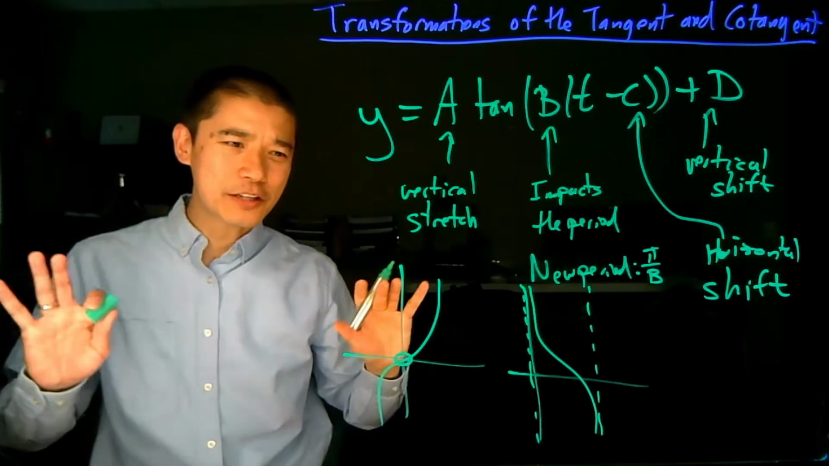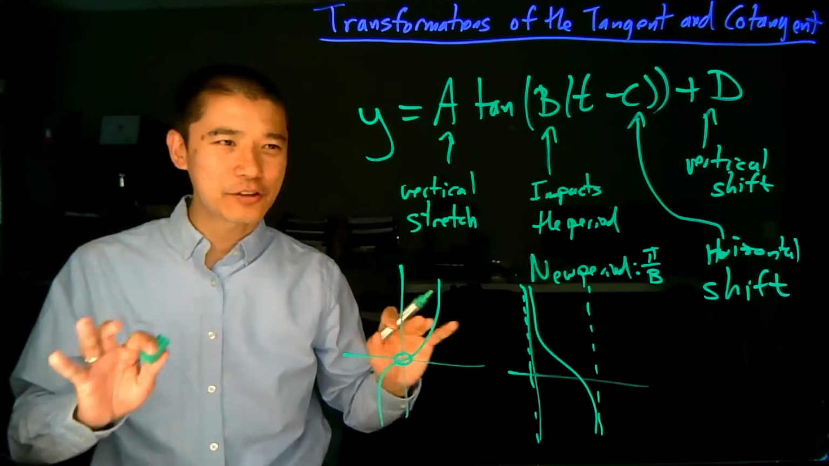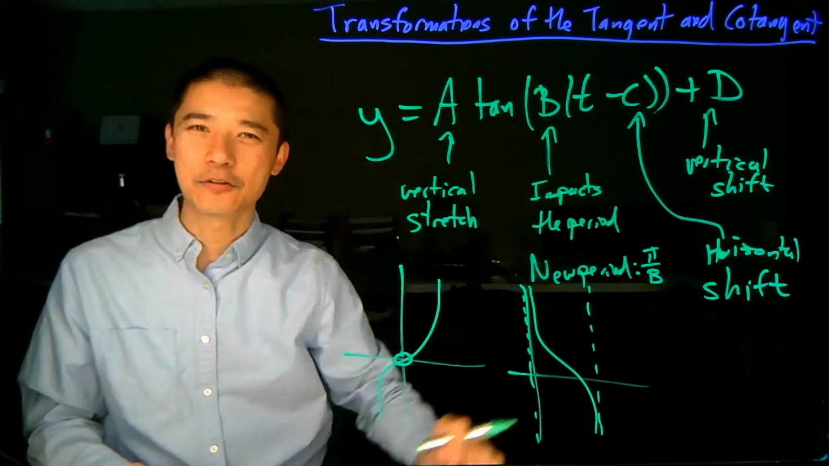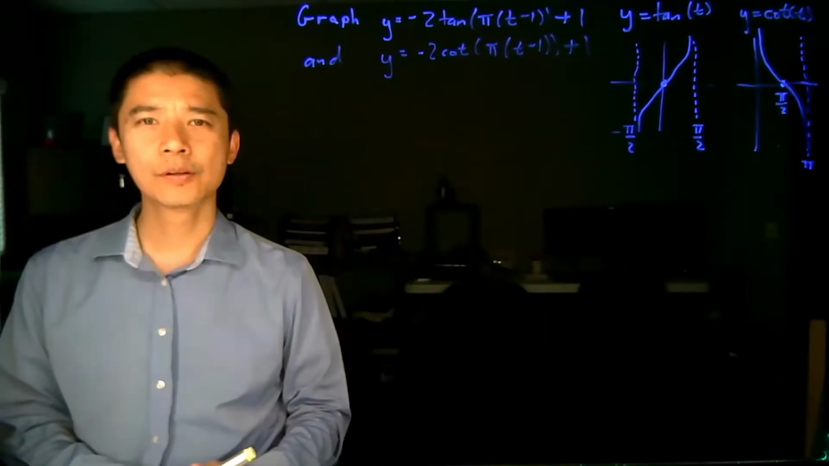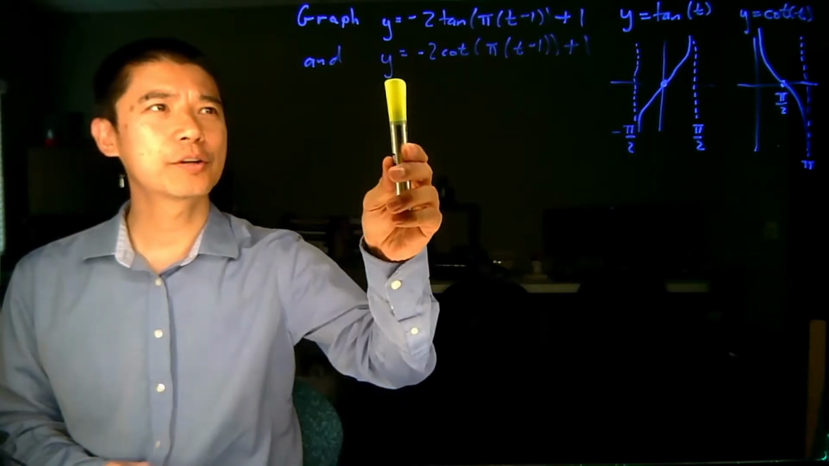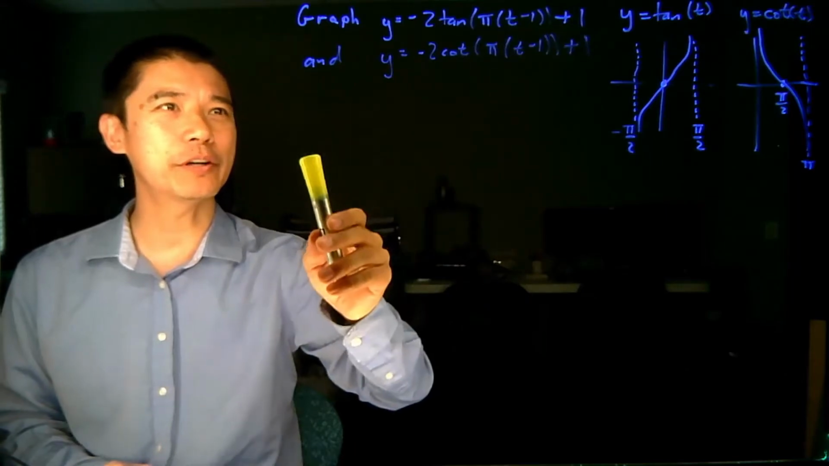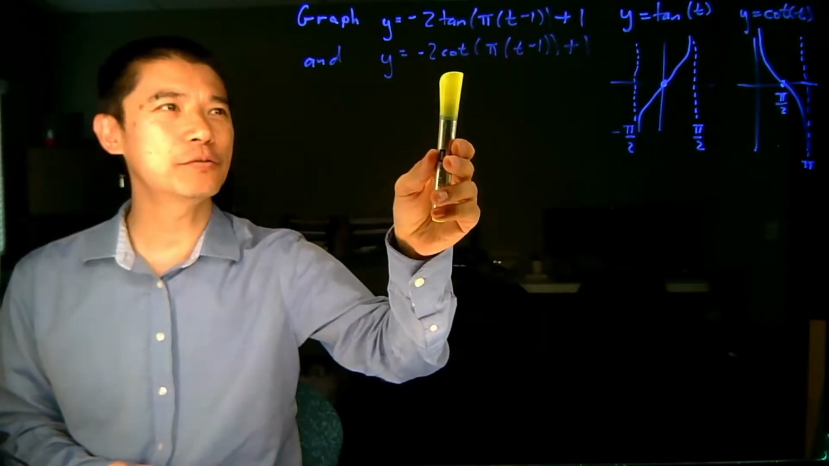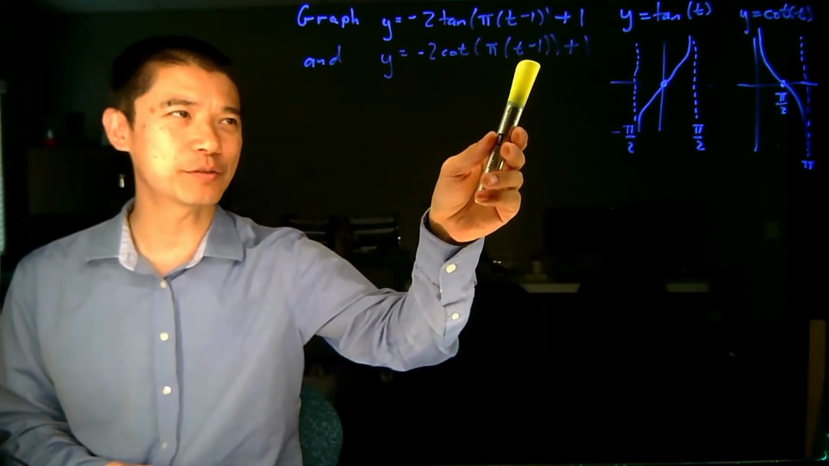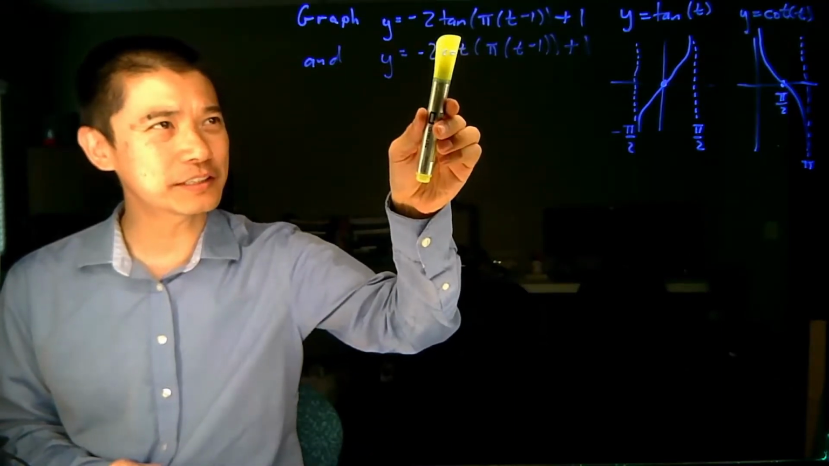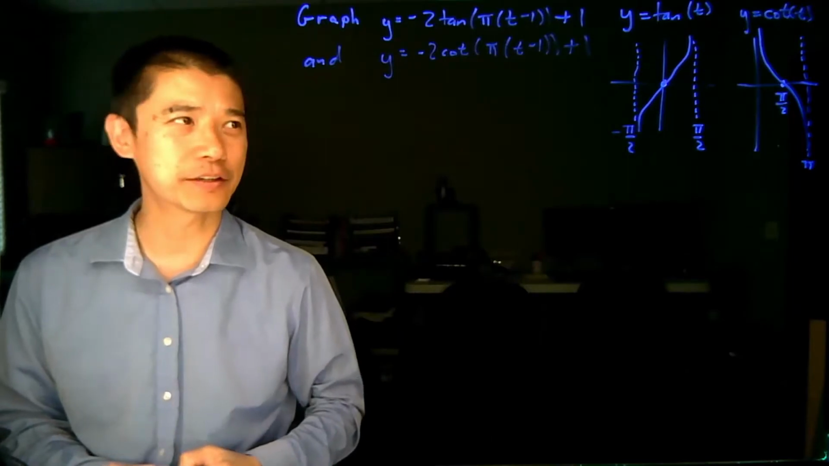So like I said, we're not going to spend a lot of time on this because it's not central to what we're doing, but it is useful to see the comparison and the ideas in this new context. We're going to do 2 examples. Graph y equals -2 tangent of pi times (t minus 1) plus 1, and y equals -2 cotangent of pi times (t minus 1) plus 1. And you'll notice that these two have a very similar form. The only thing that's different is the tangent turning into a cotangent.